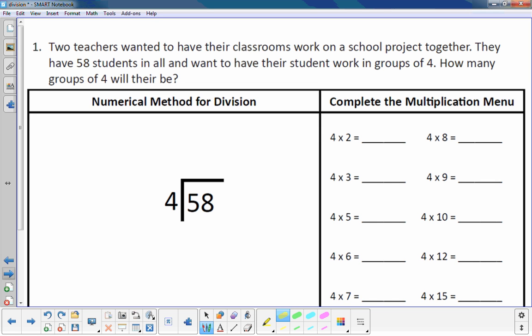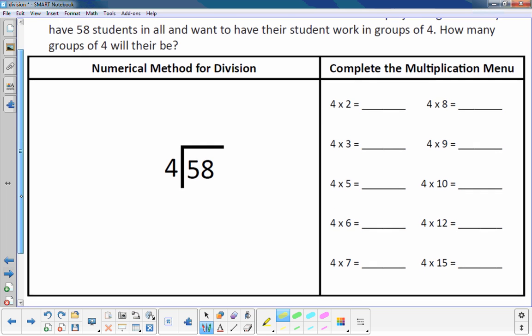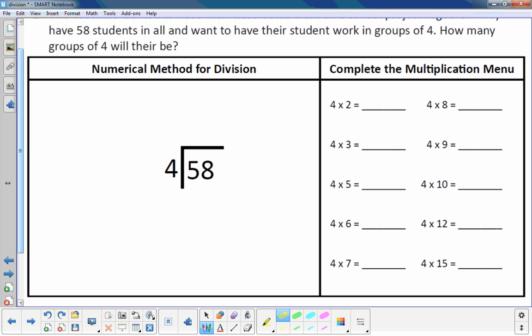Two teachers wanted to have their classrooms work on a school project together. They have 58 students in all and want to have their students work in groups of 4. How many groups of 4 will there be? On the right is a multiplication menu, and in class we've been practicing using a multiplication menu to help us solve our division problems. So I'm going to go ahead and complete that first.